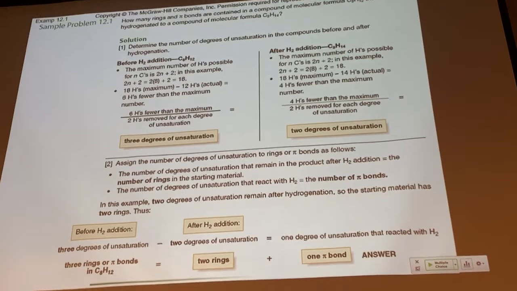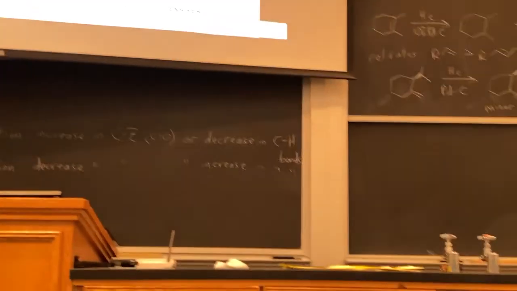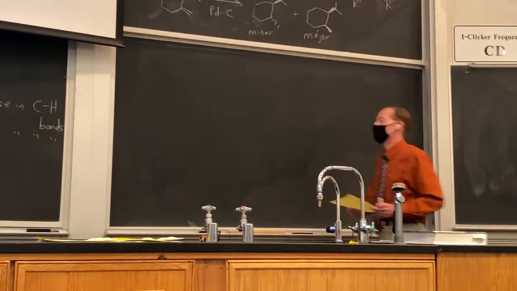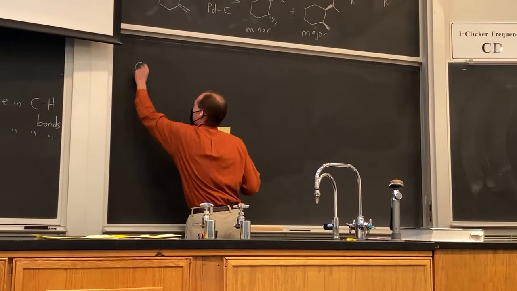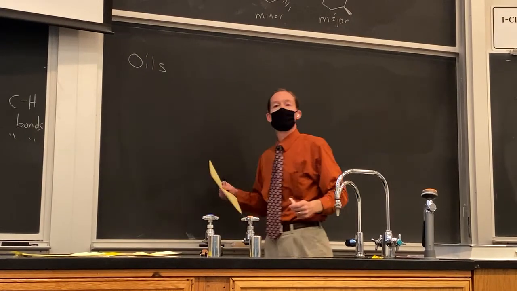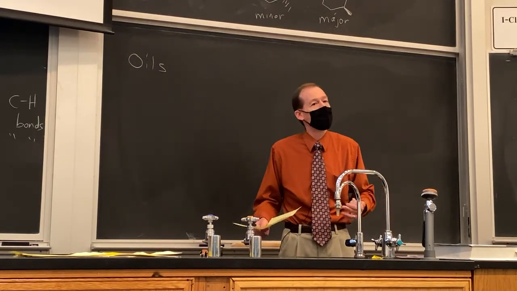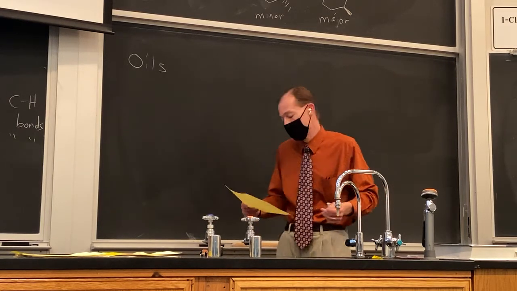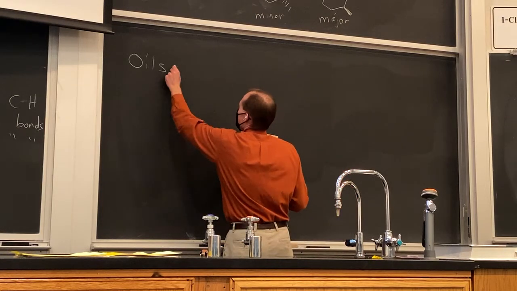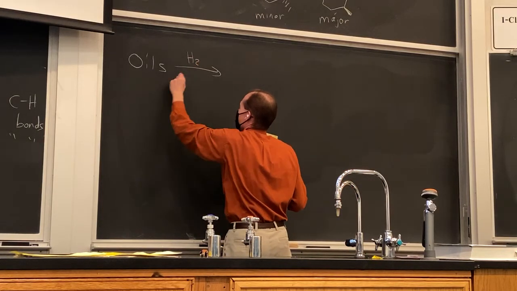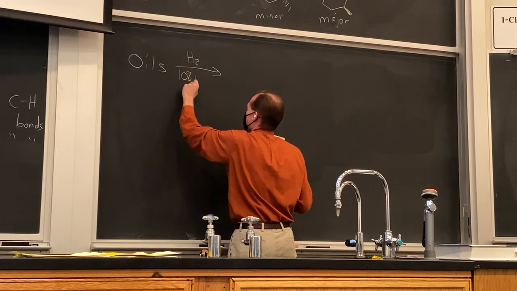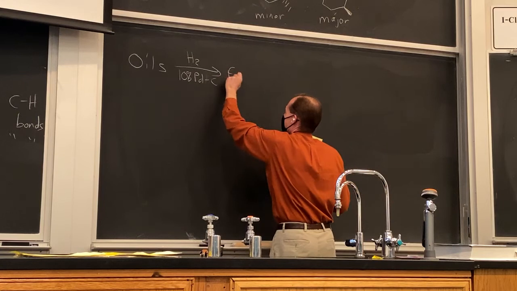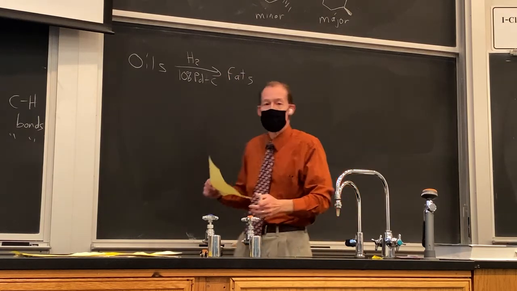But there's a very common industrial application of hydrogenation of alkenes. That comes back to something we learned in chapter 10. We learned about unsaturated fatty acids or oils. They contain cis alkenes in them. If we reduce oils, we convert our unsaturated fatty acids into saturated fatty acids, which we refer to as fats.